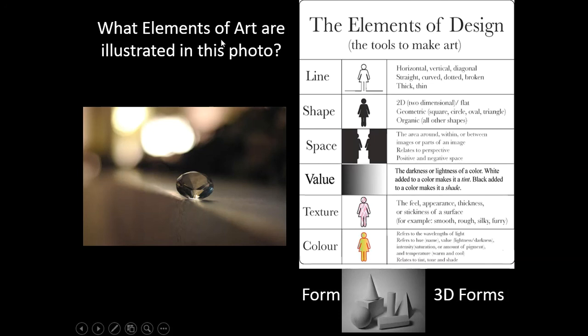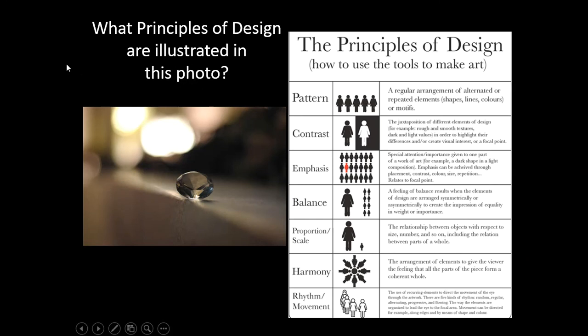So some of you were wondering, elements of art and elements of design are used interchangeably. So they are the same thing. The root here is elements. So elements are basically the building blocks, right? So line, shape, space, value, texture, color, and form are the elements or building blocks of all art. And what principles of design are illustrated in this photo? So principles of design mean that we take those elements and we put them together and arrange them so that they create patterns or contrasts, emphasis, balance, proportion, harmony, or rhythm.